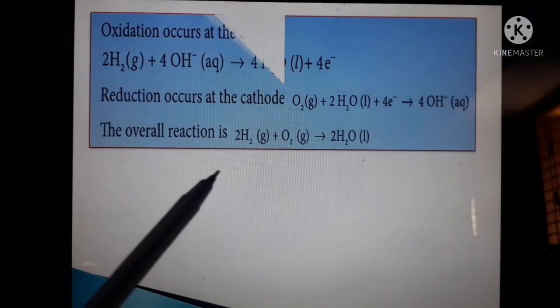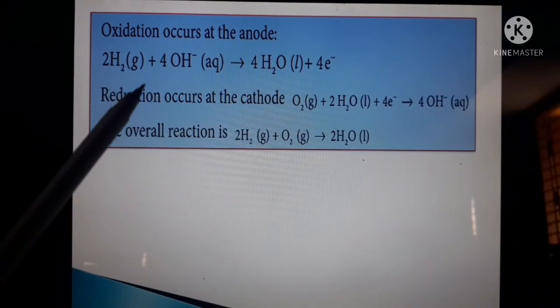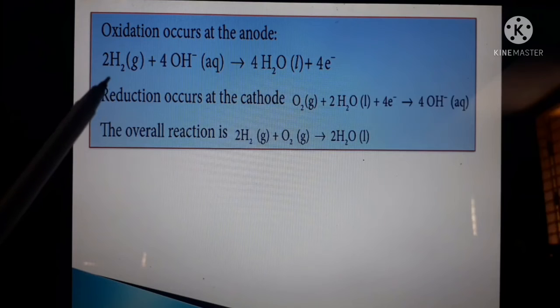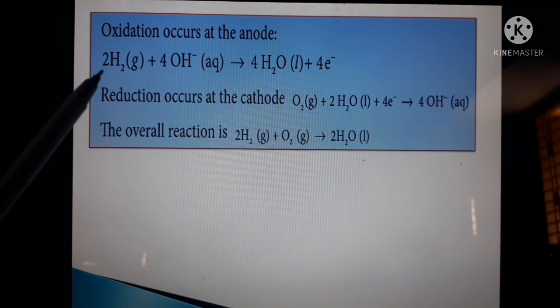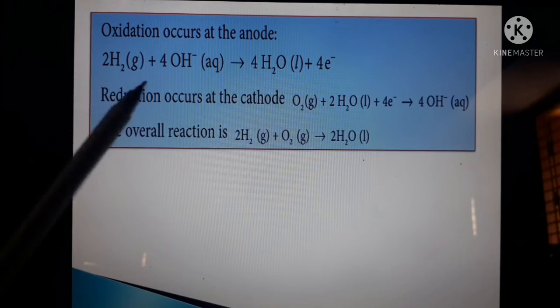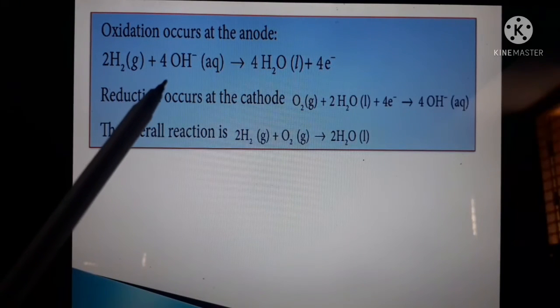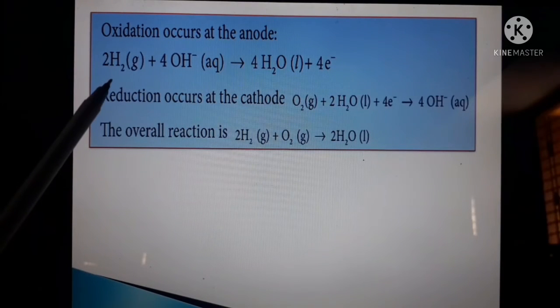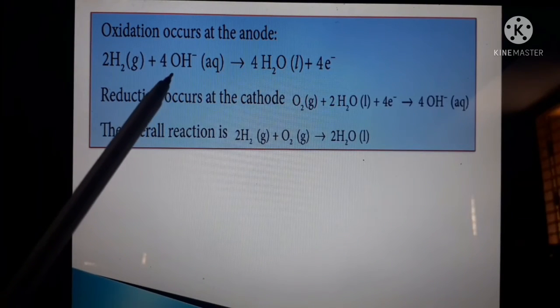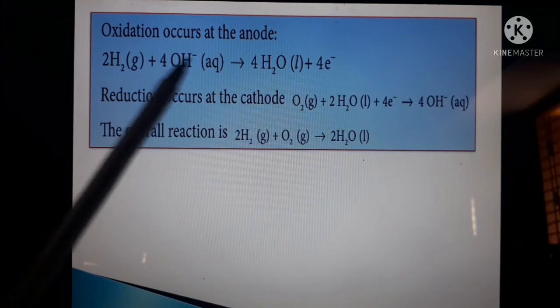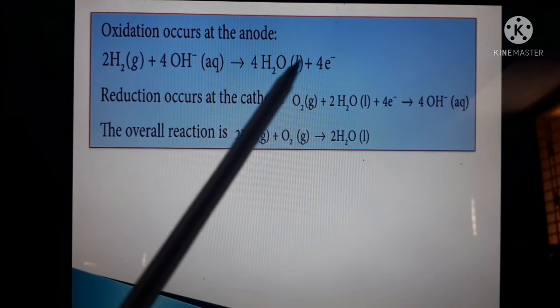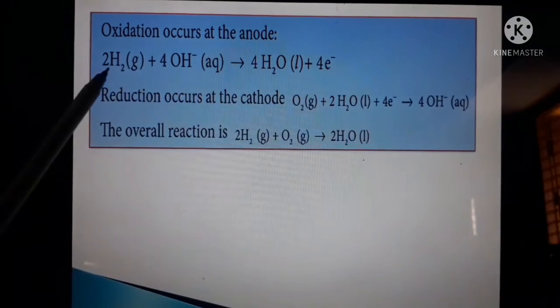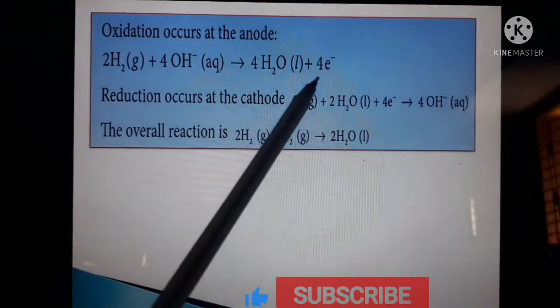This is the process. Oxidation occurs at the anode. We allow the hydrogen gas inside, and hydroxide ion comes from the electrolyte, from water. Hydrogen gas is allowed and hydroxide ion is from water. They combine with each other, water is formed and 4 electrons are lost. 2 hydrogen lose 4 electrons; 1 hydrogen loses 2 electrons.